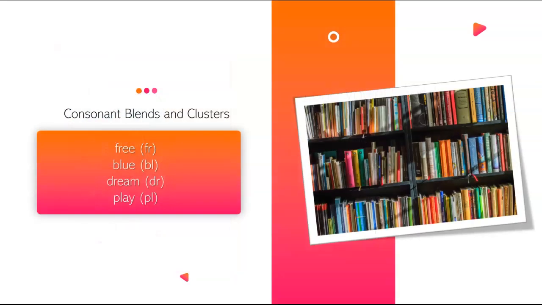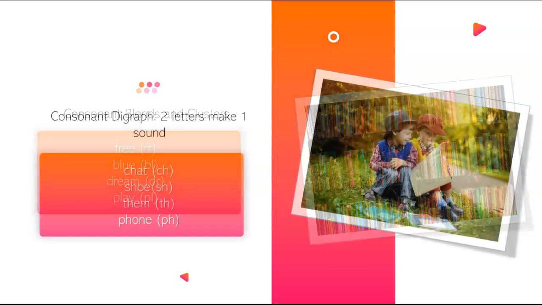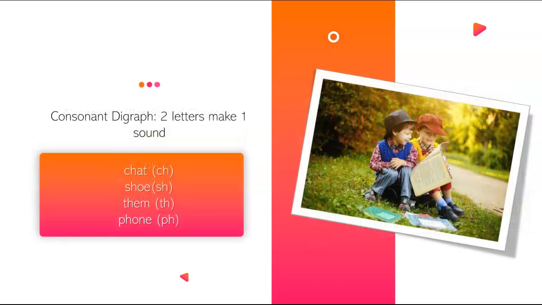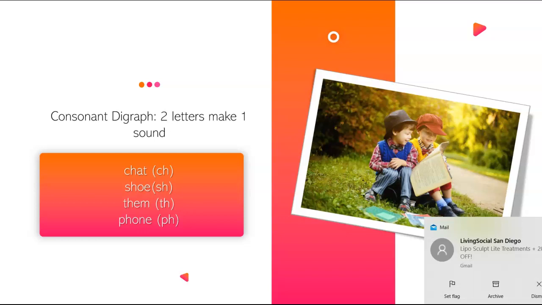Then we learn the different ways consonants and vowels sound when they appear together in a word. For instance, a consonant blend is a combination of two consonants in a word, and each letter has its own pronunciation. So these words begin with a consonant blend: free, blue, dream, or play. Consonant digraphs are two consonants that appear together in a word, but they have a single sound. The letters C and H together sound like ch, as in chat or church. We see digraphs in words such as shoe, phone, them, or where.